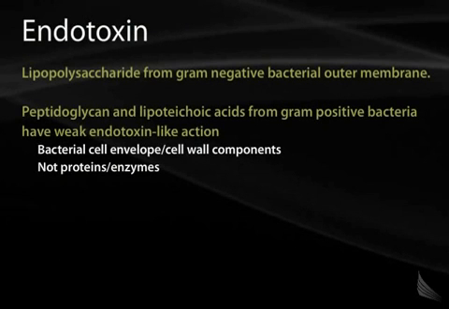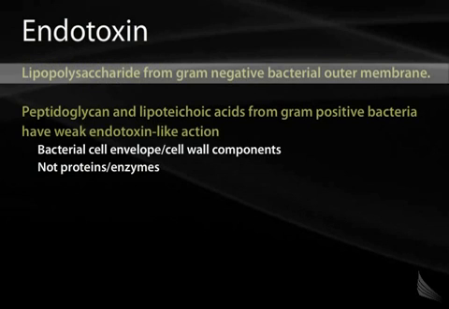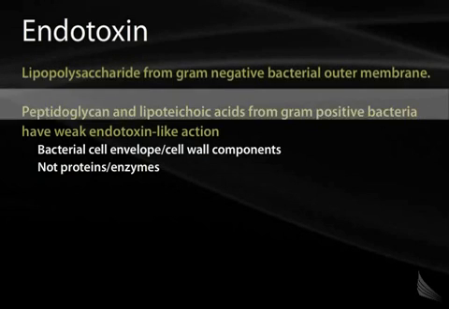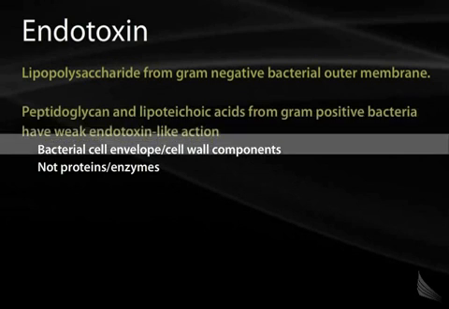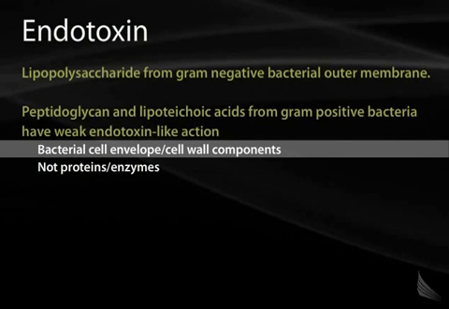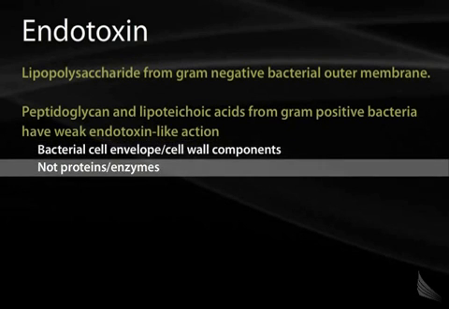Endotoxin is different from exotoxins. Endotoxin is a name given for lipopolysaccharide, and this is found in the gram-negative cell wall of the bacterial outer membrane. Peptidoglycan and lipoteichoic acids from gram-positive bacteria have weak endotoxin-like action. So the bacterial cell envelope or cell wall components are different between the two of them, and they're not proteins or enzymes. What you'll find is that gram-negative bacteria elicit this robust immune response, or this robust inflammatory response, just by account of their lipopolysaccharide.